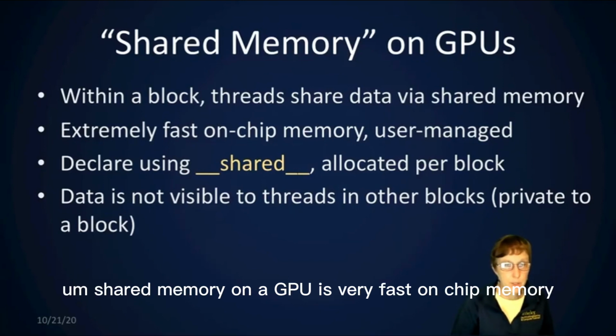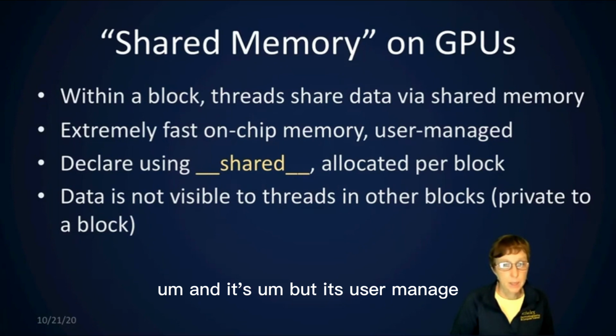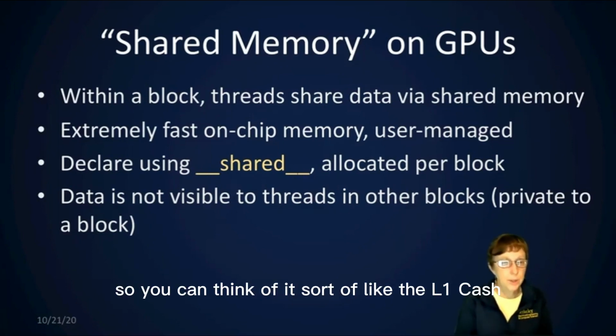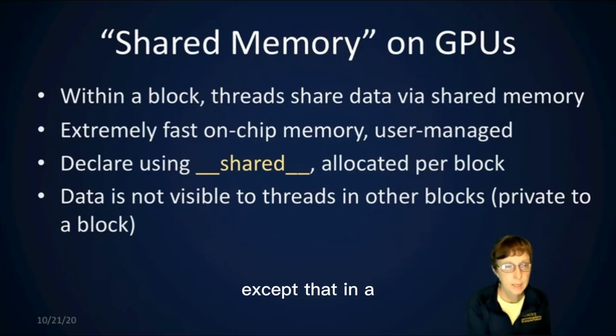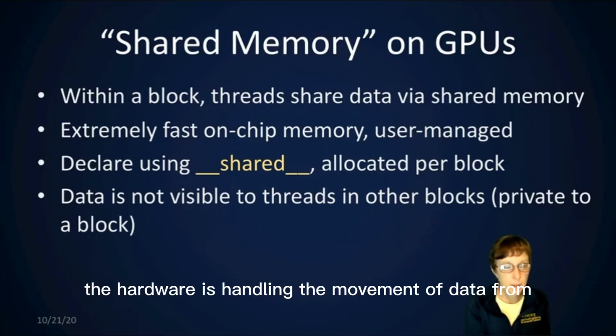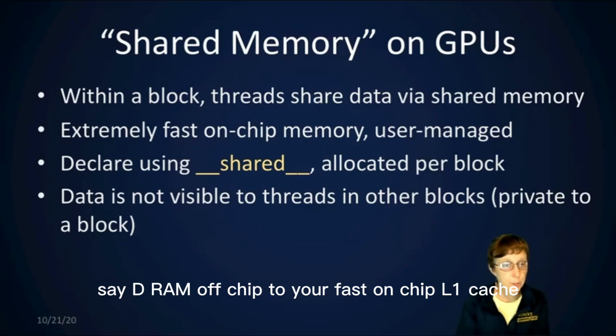Shared memory on a GPU is very fast on-chip memory, but it's user managed. That means we're going to have to put things into shared memory. You can think of it sort of like the L1 cache that's on chip, except that in a multi-core processor or a sequential processor, the hardware is handling the movement of data from, say, DRAM off chip to your fast on-chip L1 cache.